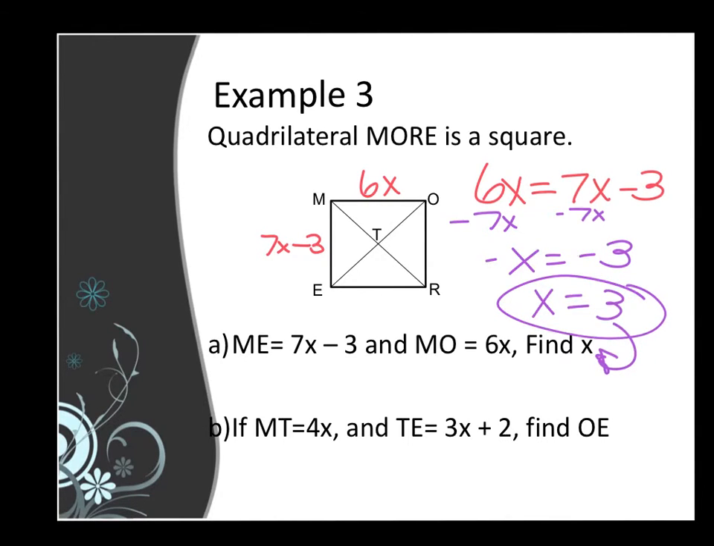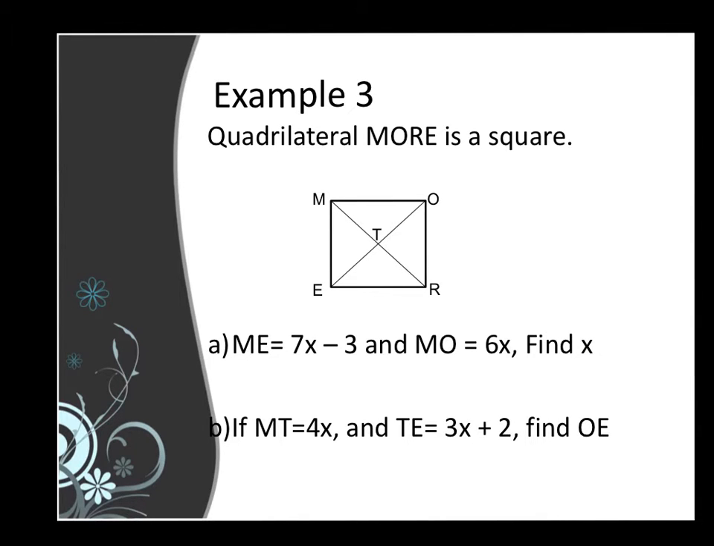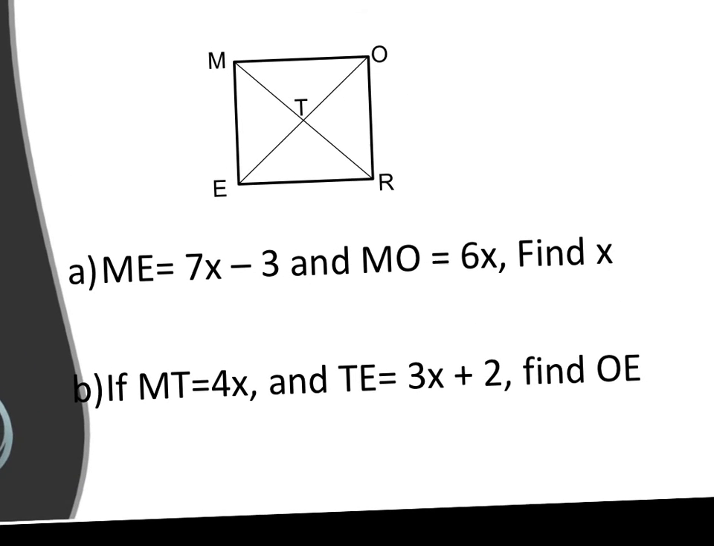Good. Okay, second one says MT is 4x, and TE is 3x plus 2. So now we're using the properties of, again, a rhombus. What's true about the diagonals? Well, actually the rhombus and the rectangle put together. They're bisected and they're congruent, right? So MT is going to be equal to TE. So 4x equals 3x plus 2, and x equals 2.